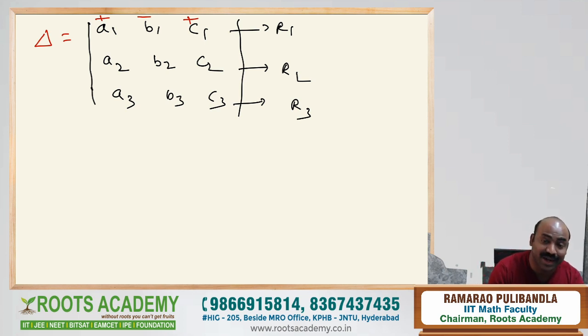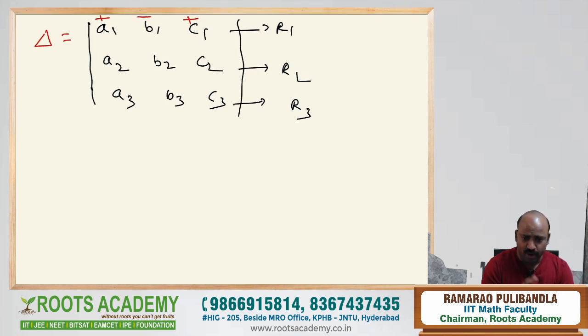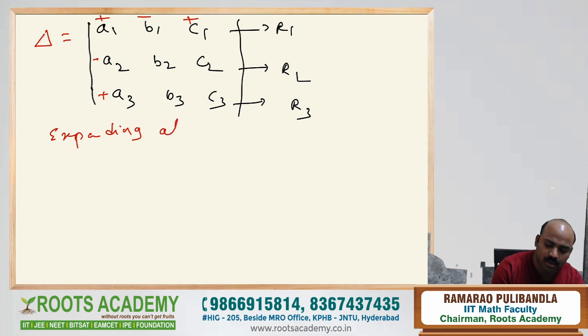For example, students, alternate plus minus, I said now. Here plus means, before A2, what sign should you have now? Here plus, here you should have what? What is the sign? Quickly mention, all of you. Here it is minus. Below, what should I have? Plus. If I want to expand along column 1, this is the way I have to follow: plus, minus, plus. If I want to expand along row 1, this is the sign pattern I have to follow: plus, minus, plus. Alright? So, expanding along row 1.